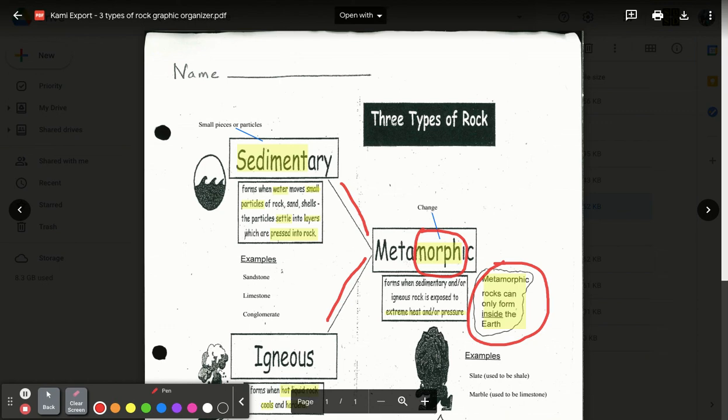All of the rocks on the planet fit into one of these three categories: igneous, sedimentary, and both of those could eventually become metamorphic if a change occurs. Next, we'll talk about how these three types of rocks can constantly be changing between the three. So igneous could become a different rock, sedimentary could become a different rock. That's called the rock cycle.